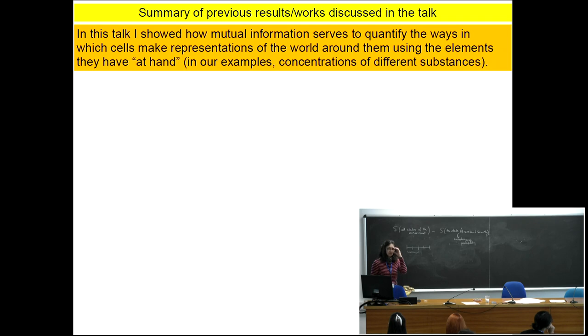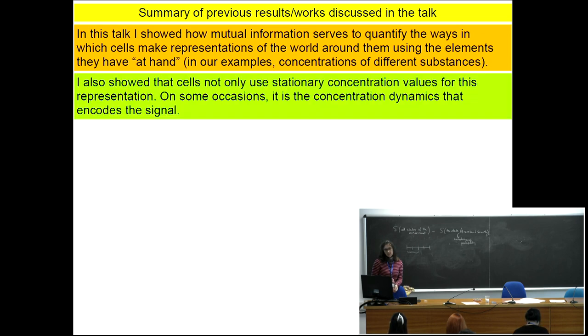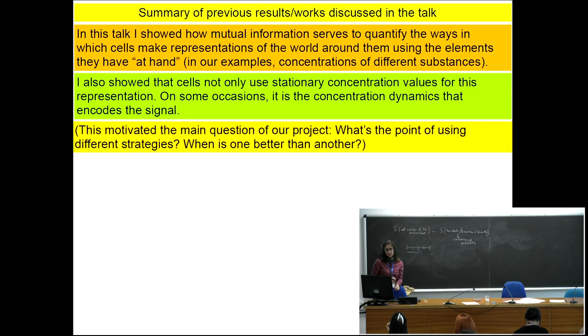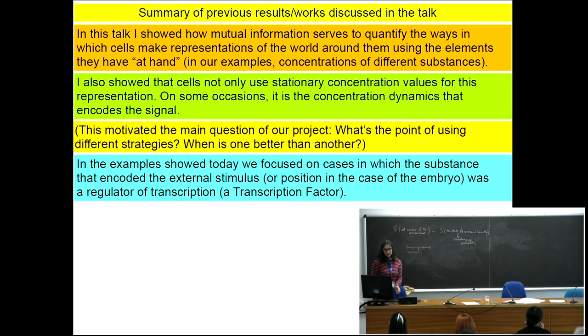Anyway, so let me go to a summary. In the first half, I hope you could follow. The second half, I don't know if you followed. So what I showed was that mutual information serves to quantify the ways in which cells make representations of the world around them. And also I showed that not only under stationary conditions do you do that, you can also use the dynamics to encode the external world. And that motivated the question of our work.